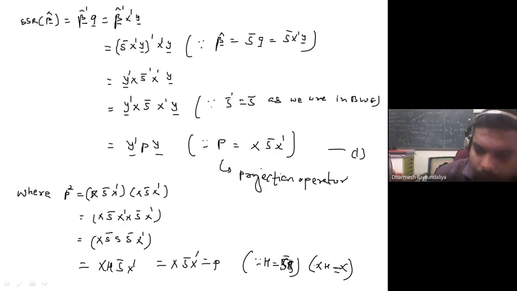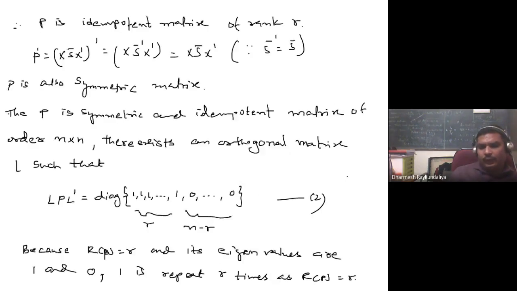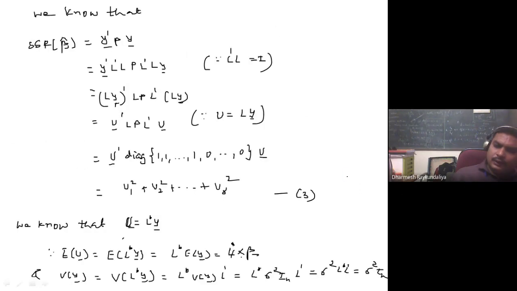This is another way to obtain the BLUE of any linear parametric function which is estimable. We will see later what the projection operator is and how it can be helpful to obtain the BLUE. We further show that P is symmetric and idempotent, and if any matrix is symmetric and idempotent, there exists an orthogonal matrix L such that LPL' equals diag(1, 1, ..., 1, 0, 0, ..., 0), where 1 is repeated R times, the rank of the matrix P, and 0 is repeated n minus R times.